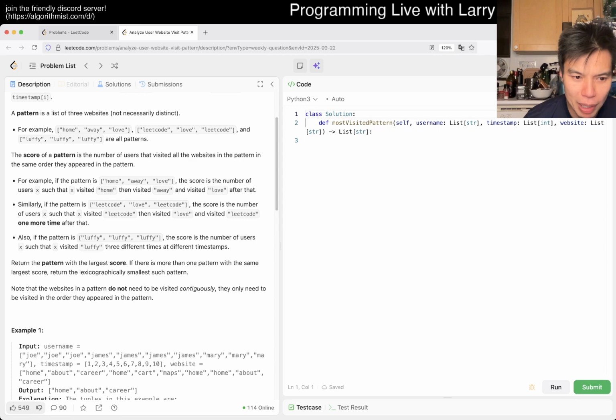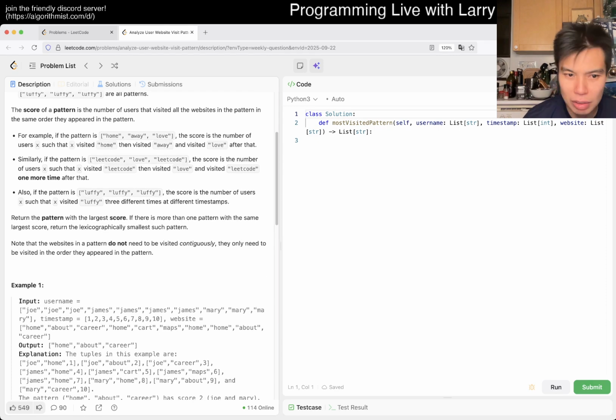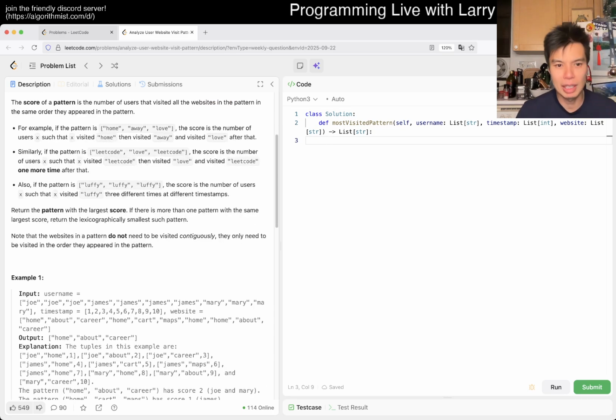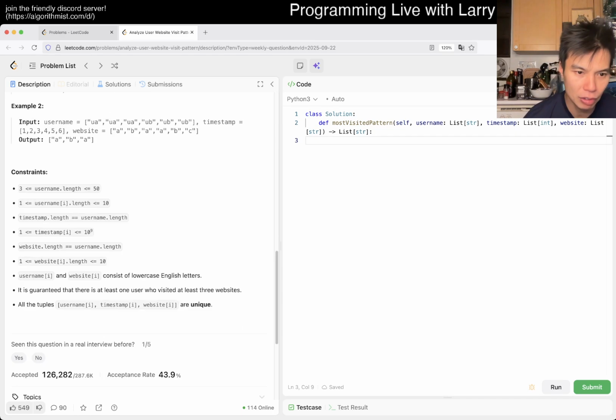If there's more than one pattern, do they give you the patterns? No. Is the pattern always 3 elements? Okay, it is only 3 elements. So it's going to be a little bit of a sliding window type situation, I guess, and then you just look it up.